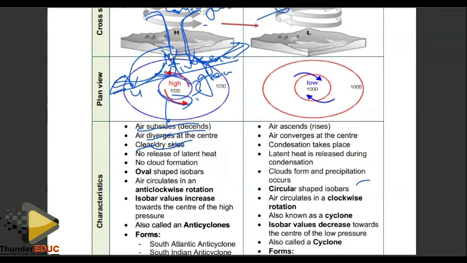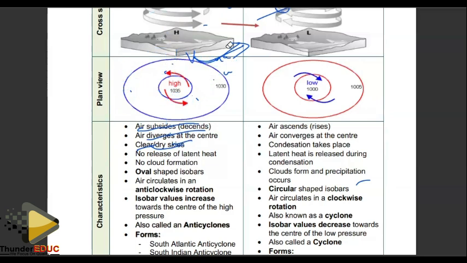Then we also have the isobar values increase towards the center of the high pressure. Right. If we check here, the center of the high will be the middle of our high pressure cell. If you can check here, you tend to find that this is actually the center of the high pressure cell.